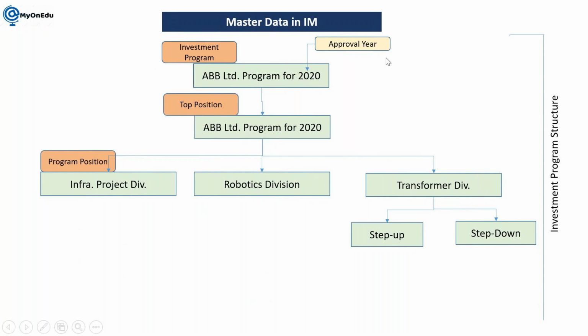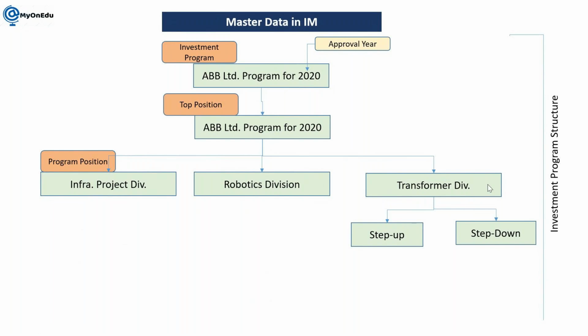This program is approved in 2025 and is applicable for the next 5 years, let's say 2026, 27, 28, 29, and 2030. It is mandatory to create a top position here, and then we can structure further based on some parameters. Here I have taken department as the program position. Apart from that, we can have product also. We can have different dimensions to consider these positions. I'll take you through that in the next slide.